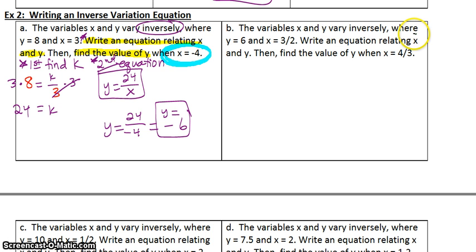Please pause the video and try B. Actually, you can try B, and then on the next page, C and D are the same type of problem as well. So pause those and try B, C, and D.